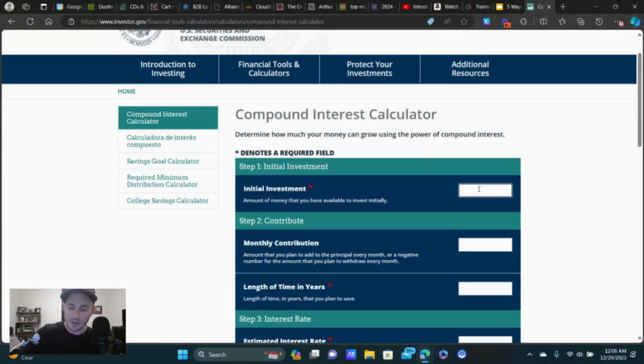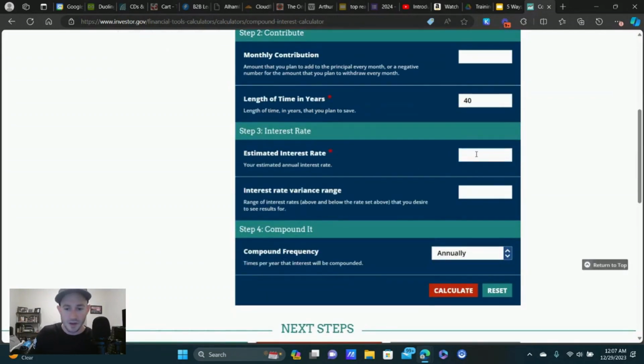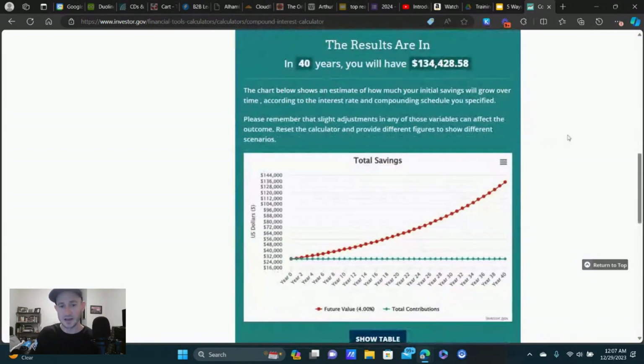So if I take $28,000 and I plug this into a compound interest calculator, all right, let's say I'm 35. Let's go to 75. We'll do 40 years here. All right, let's say we're just going to do 4%. That's typically what we net in a cash value whole life insurance policy, the way we set them up. It's around 4.5, maybe upwards of 5%. It just depends on how you set them up and which company you go with. But let's calculate that. Look at this, guys.